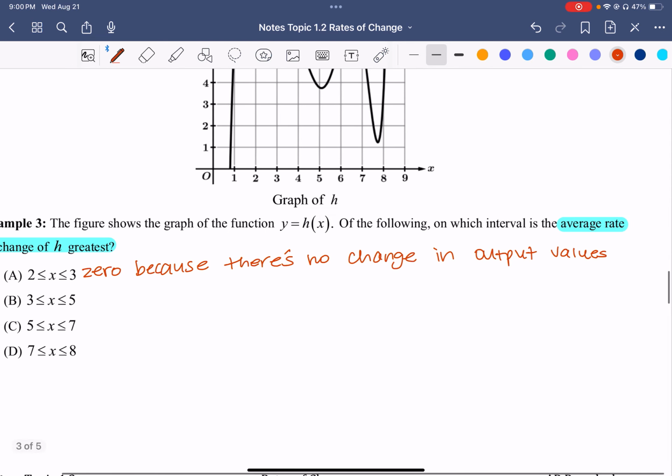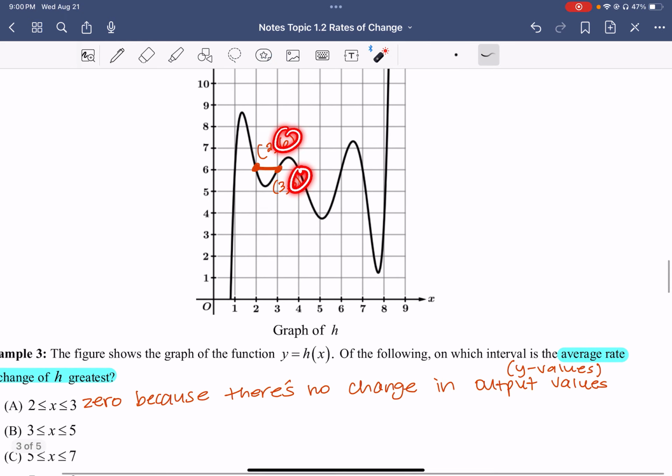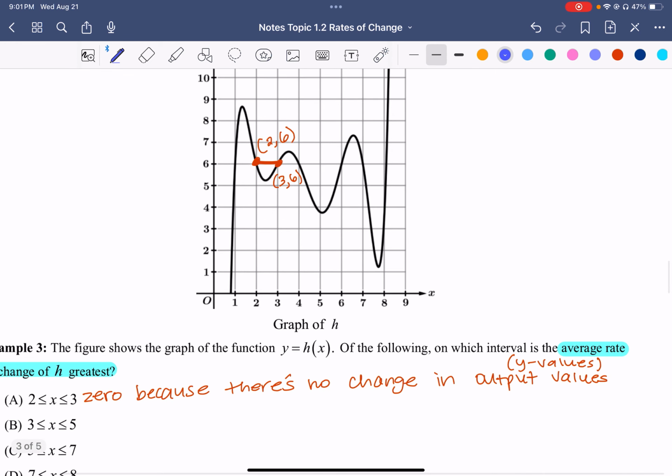And just in case you forgot, the output values are your y values. Okay, so because we went from y equals 6 to y equals 6, there was no change in the output values. Now we're going to repeat this process with answer choice B, which goes from 3 to 5. I already have the coordinate point for 3, which I know is at y equals 6. So I'm going to go to x equals 5, and I see that there's a point here. I'm going to approximate that it's at 3.8. It doesn't have to be perfect because all we're trying to figure out is, is it going up or down? Is my rate of change positive or negative?